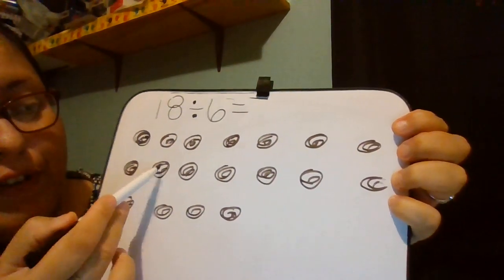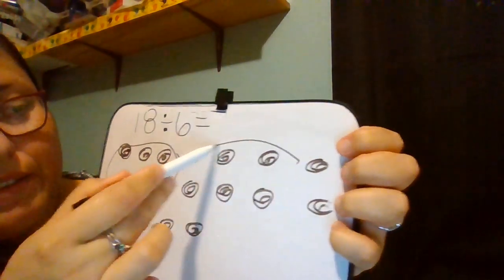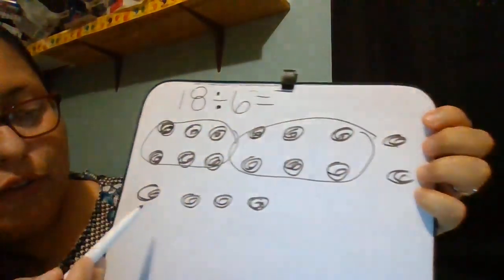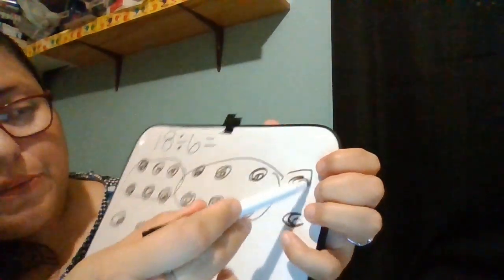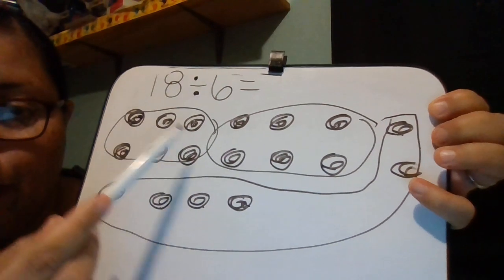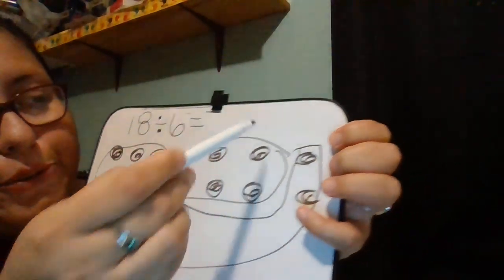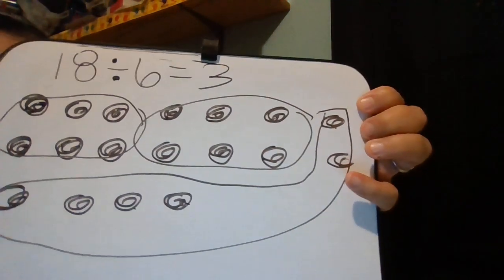1, 2, 3, 4, 5, 6. So this is one group. How many groups did I have? How many circles do I have? One group, 2 groups, 3 groups. So 3. There are 3 groups. So I know that 18 divided by 6 equals 3. So you can go ahead and write 3 right here.